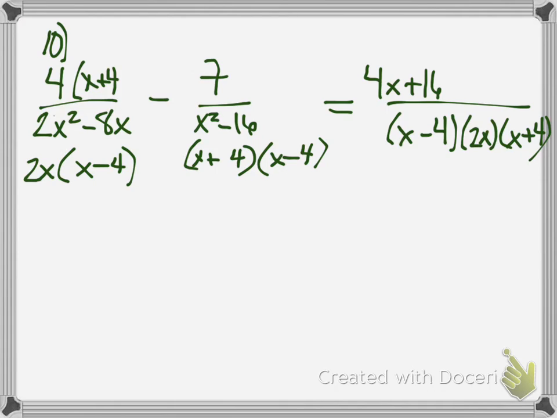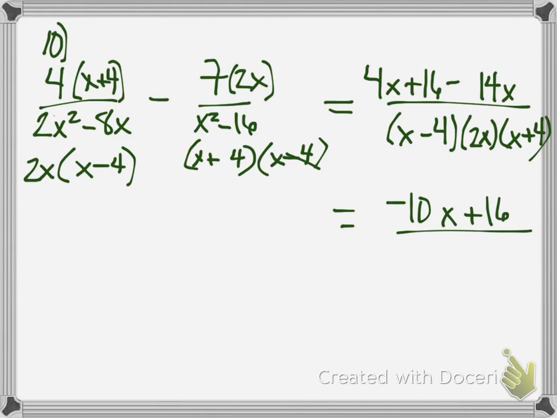And this one, minus 7, I'm going to multiply just by 2x. So notice here, I'm not even worrying about the x minus 4 because I've already taken care of that. The one that they have in common, you won't have to worry about. And that gives me minus 14x. Okay, so that gives me here negative 10x plus 16 over the x minus 4 times the 2x times the x plus 4.